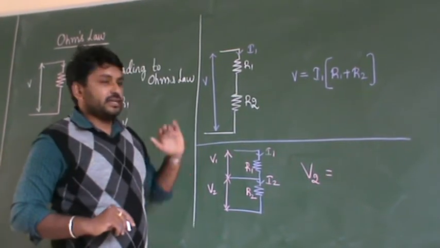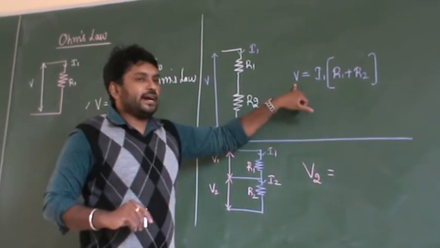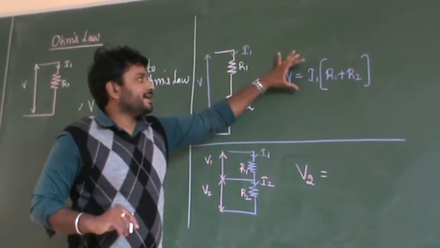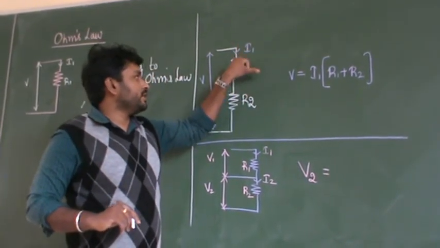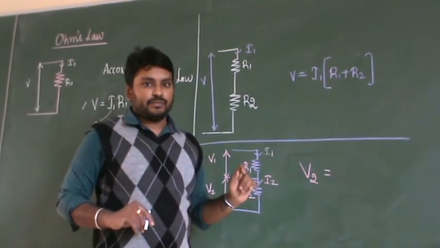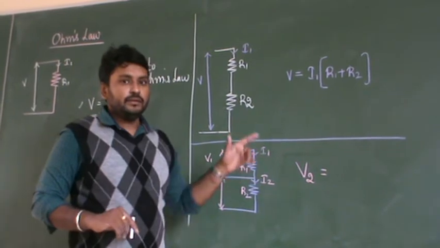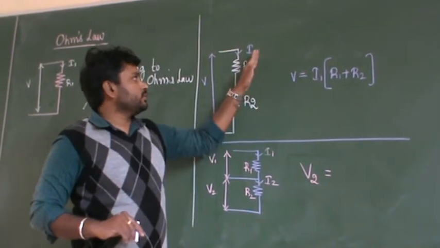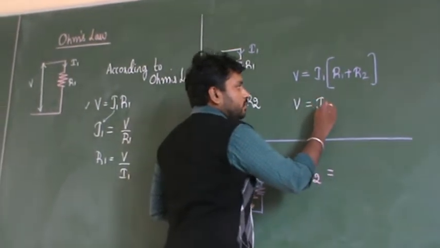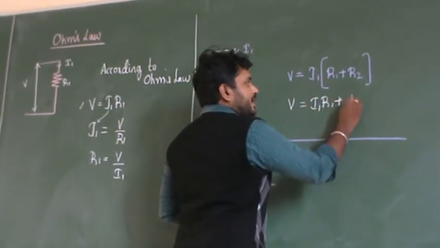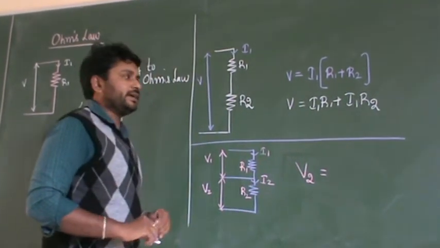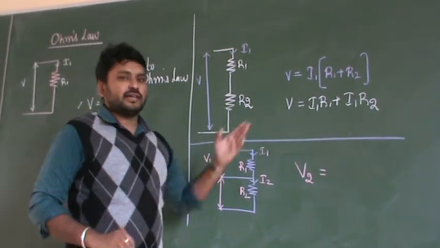But since it is connected in series, I can write the voltage across these two resistors as the total current that is flowing in this branch into the total number of resistors. Right, so this is equation number 2 with respect to the two resistors. I can also write it as V equals I1 just multiplying the current. I can write it like this as well.